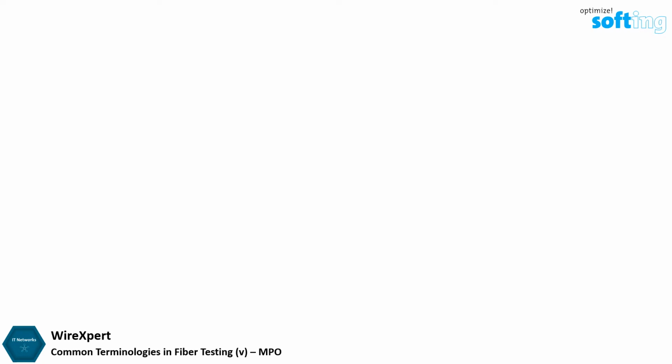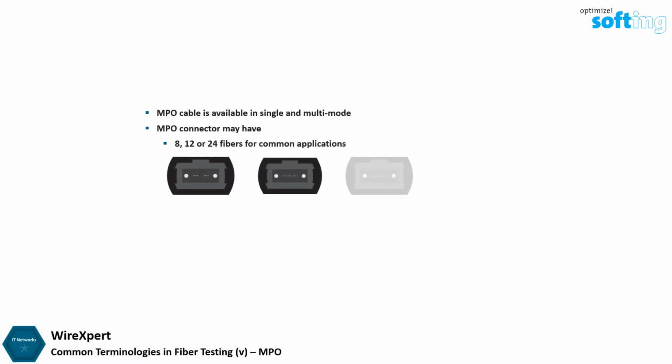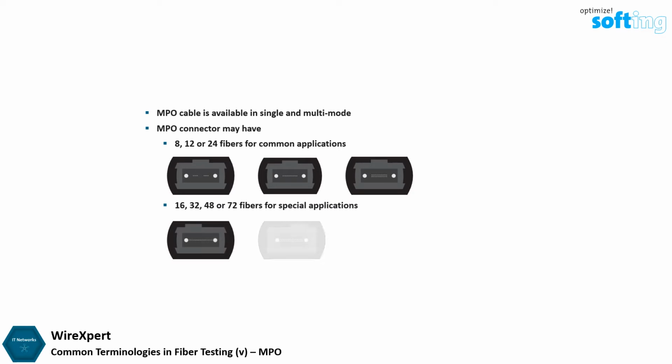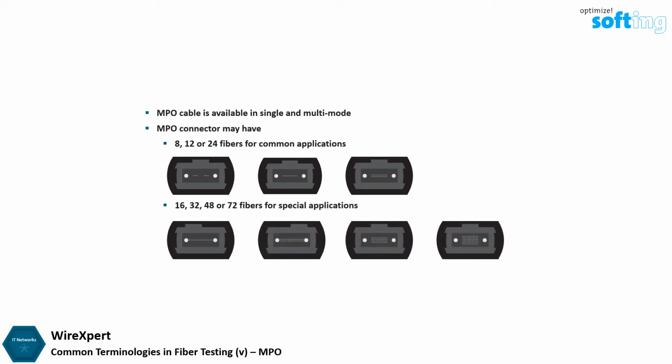MPO cables are available in both single-mode and multi-mode. A typical MPO cable may have 8, 12 and 24 fibers for common applications, and may also have 16, 32, 48 or 72 fibers for special applications, offering higher speed data transfers over single-fiber optical cables.